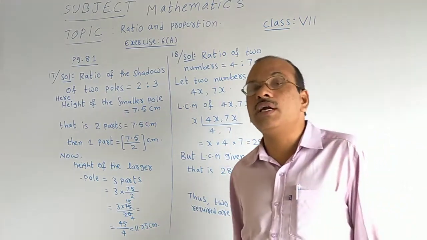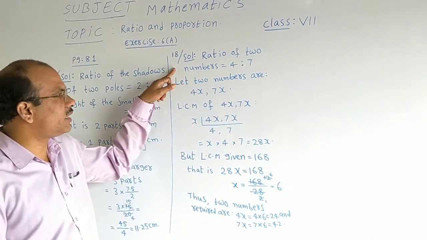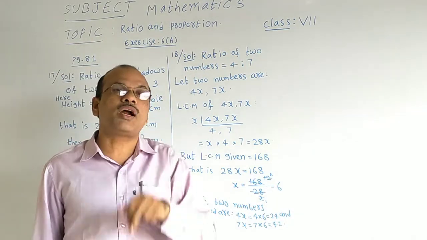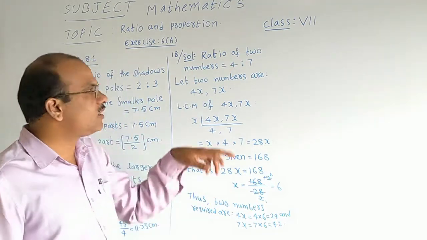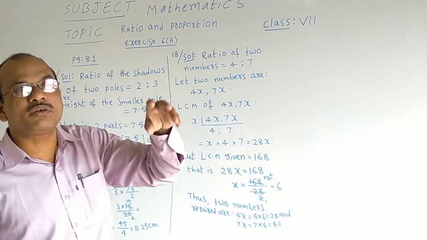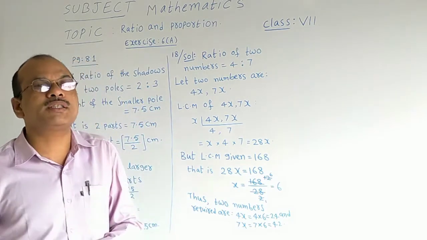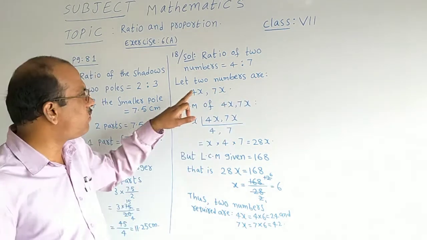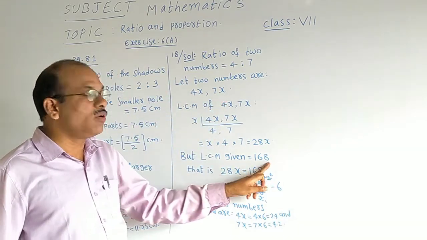Let us see the 18th question. All of you look at this side. Now here also, in the same way, they have given the ratio of two numbers. Here the ratio of two numbers is given as 4:7, but those two numbers they did not give. Let the two numbers required be 4x, 7x. Their LCM is given as 168.